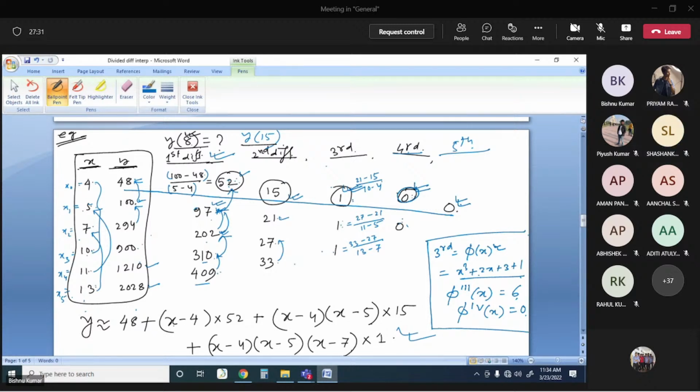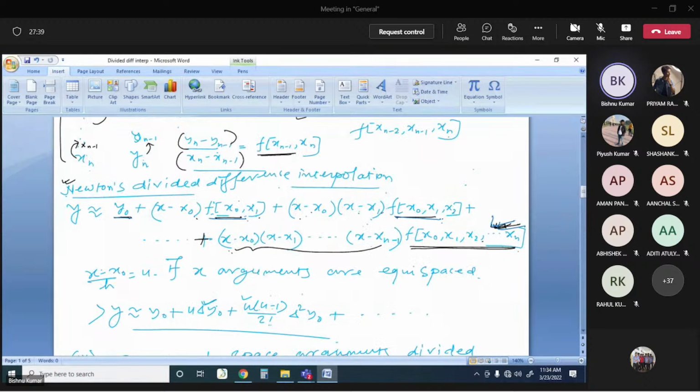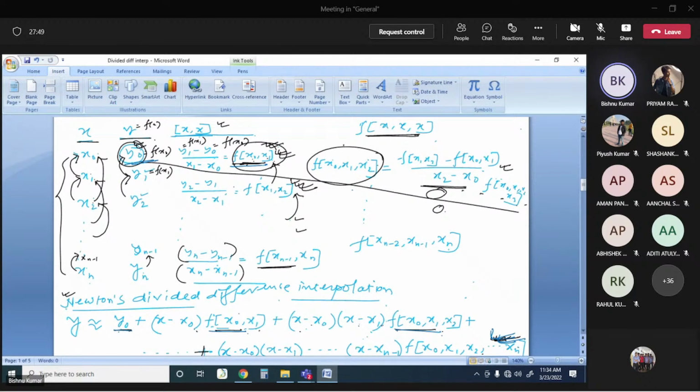Yes, sir. Now you just pick up the upper diagonal elements and see this formula I told you. Try to remember that formula again and again. I'll tell you: y equals y0, the first value of y0 in the difference table. Then this value into x minus x0, where x0 is the first value of x.